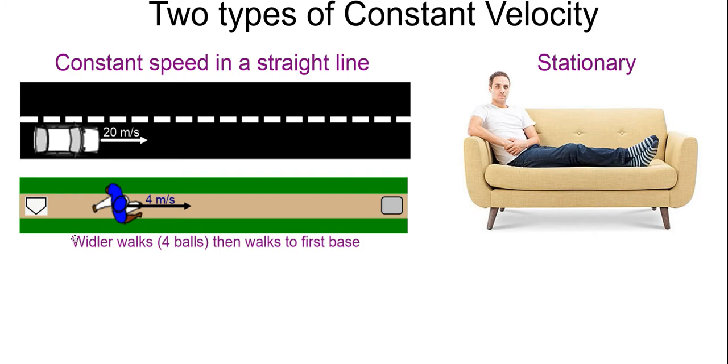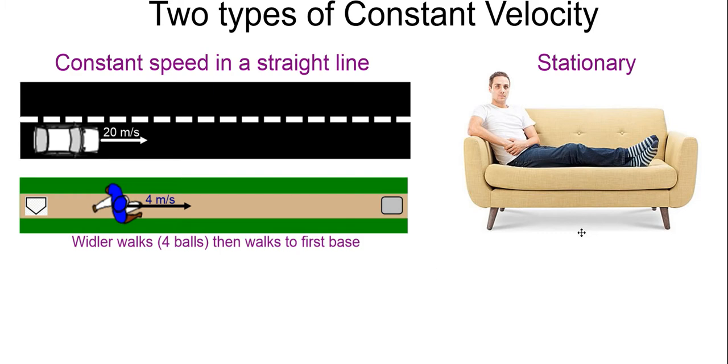Here Whittler has just walked. In baseball, he's gotten 4 balls. Now he's walking straight down this line to first base bag, a constant 4 meters per second, and as you can see, he's going in a straight line, no change in direction. He is exhibiting constant velocity.